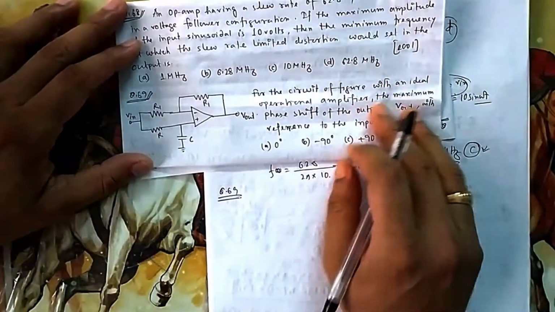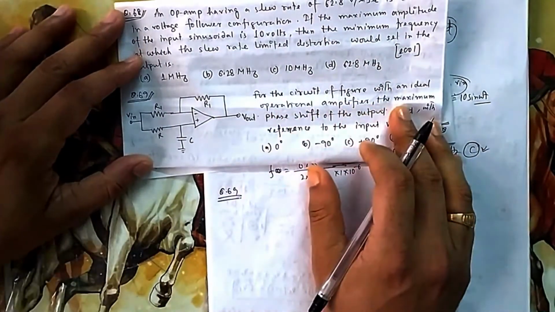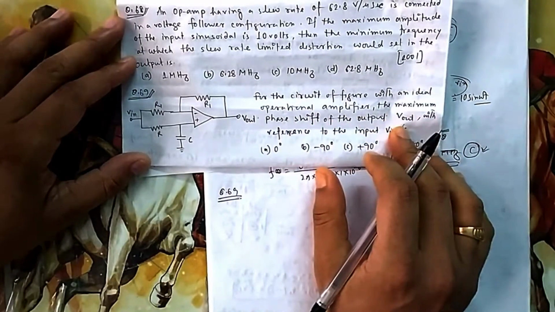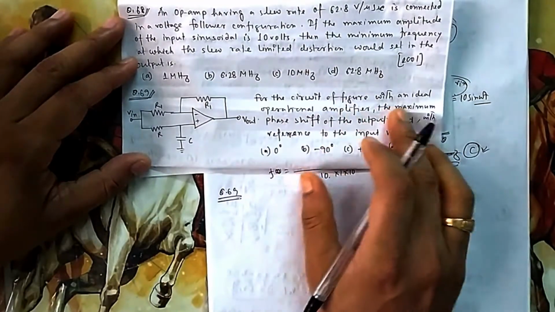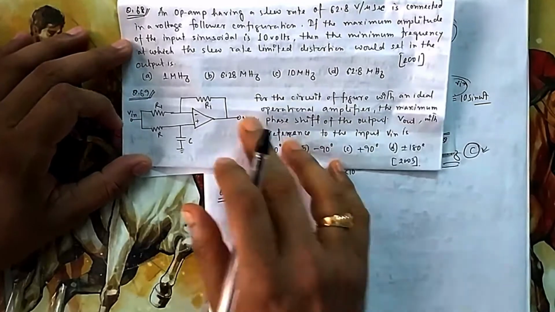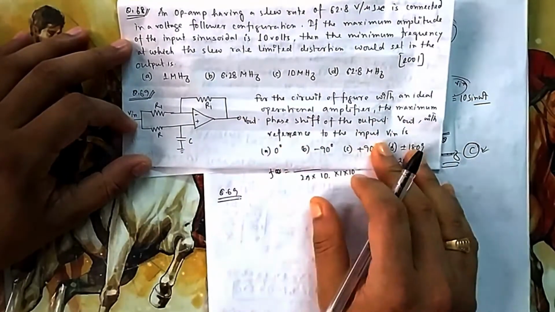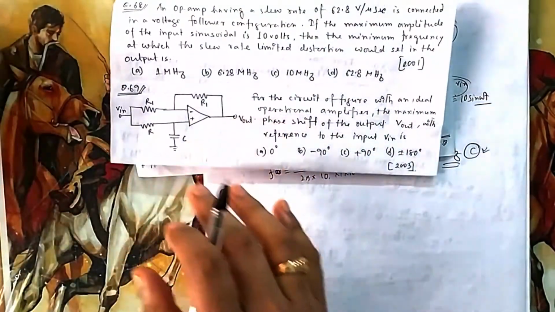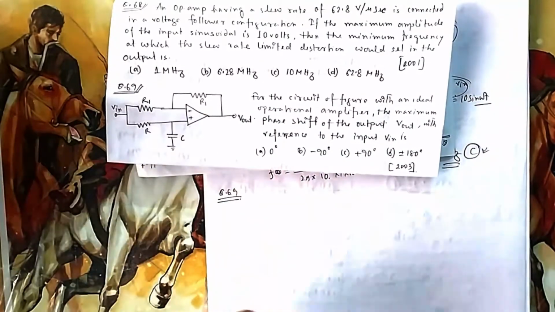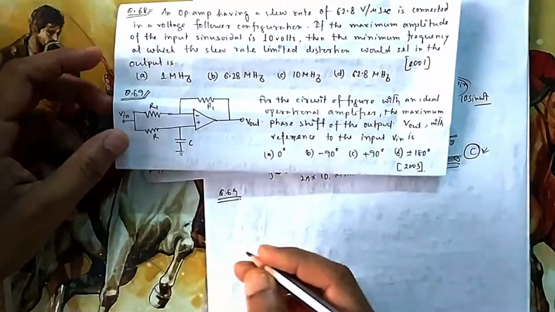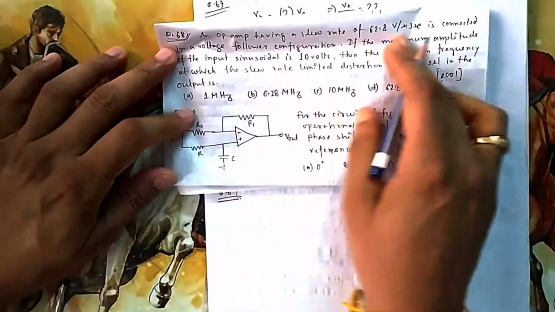For the circuit figure with an additional operational amplifier, with an ideal operational amplifier, what will be the maximum phase shift of the output V out with reference to input? So you need to find a relation between V out and V in, so that you can find the shift of angle. If I convert it into polar form, I can get it.